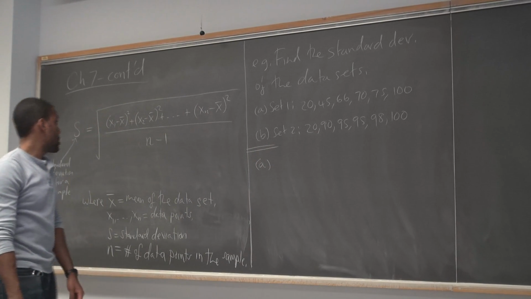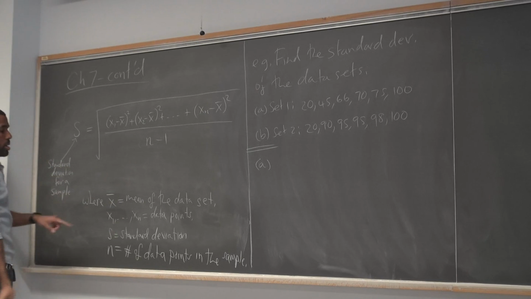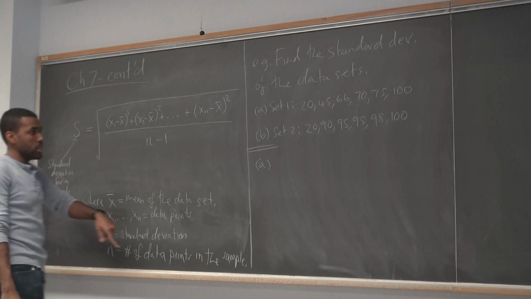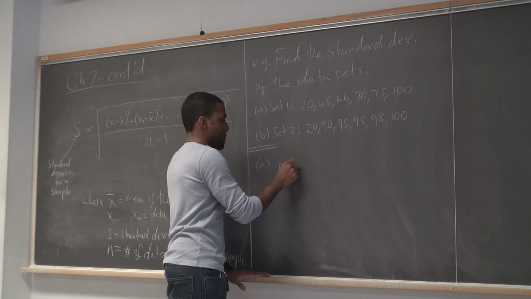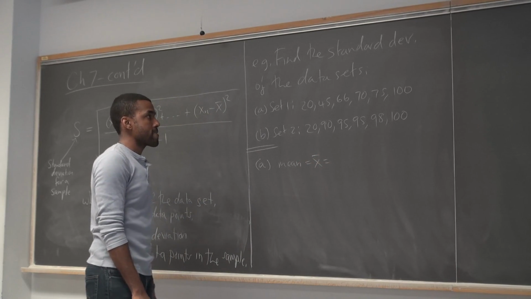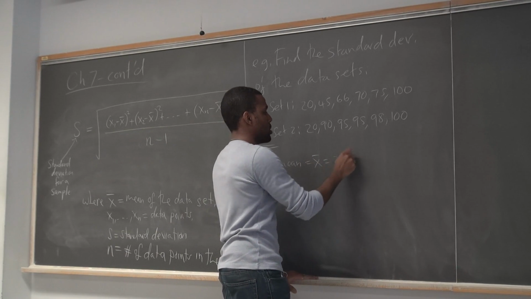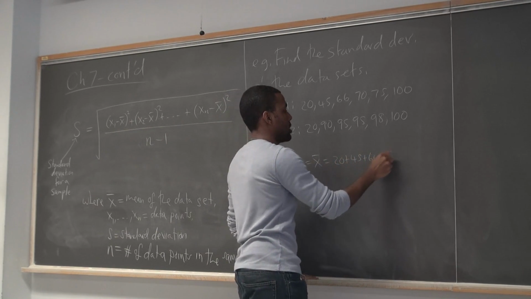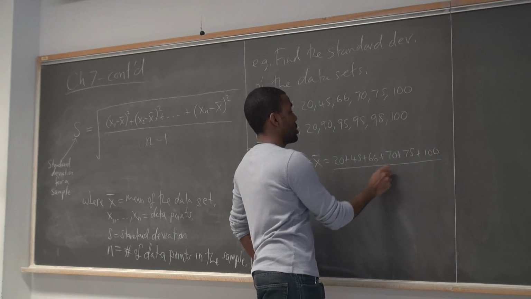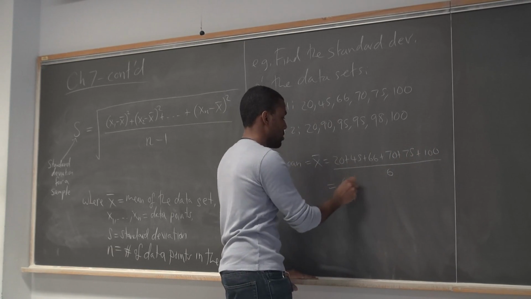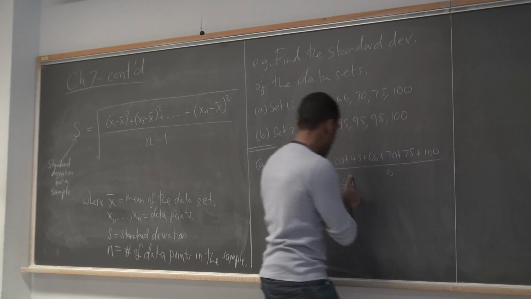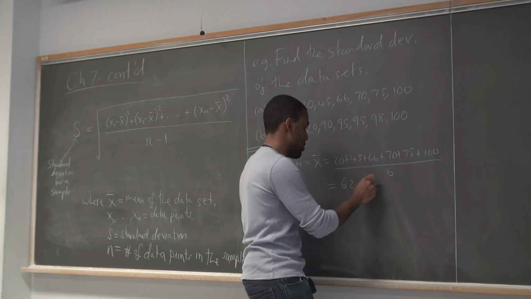So part A. This is the formula for standard deviation, which means I'm going to need to know the mean in order to apply this formula. So the first thing I have to know is what the mean is. What's the mean of this data set? It's going to be 20 plus 45 plus 66 plus 70 plus 75 plus 100 over 6. I computed it before, 62.67.